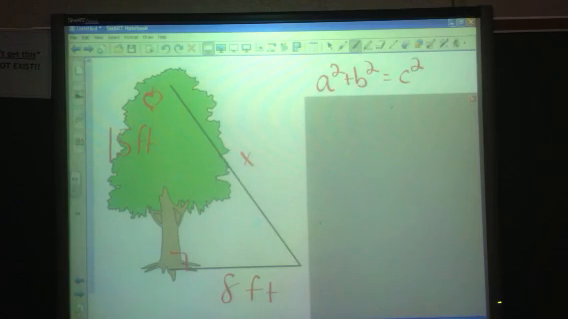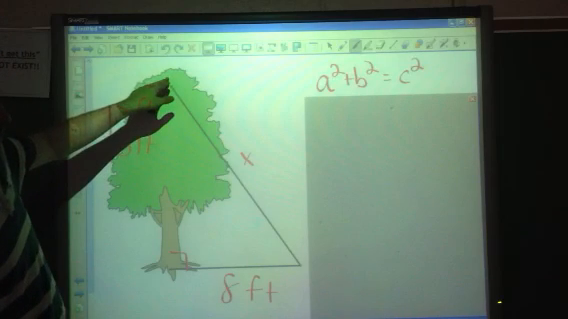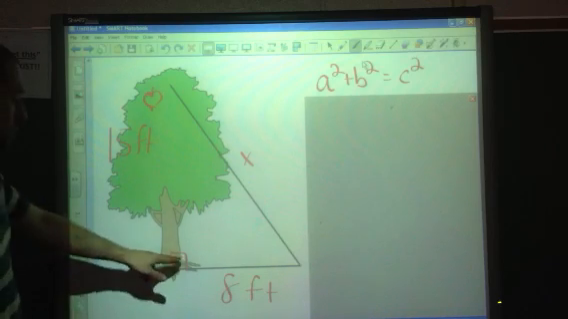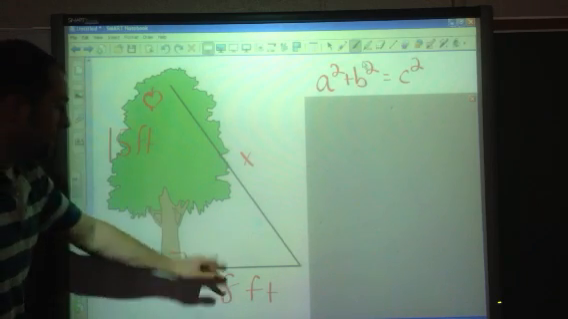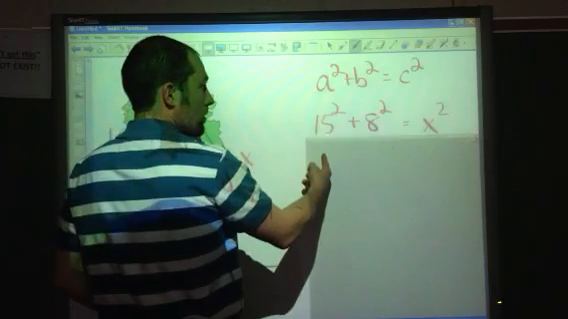Let's say we wanted a ladder going from the shadow up to the very highest point of our tree. Well, how can we do that? Let's use the Pythagorean Theorem because we're looking at this right triangle. Here's my A and B. That's my C, my hypotenuse. So let's plug in our values.